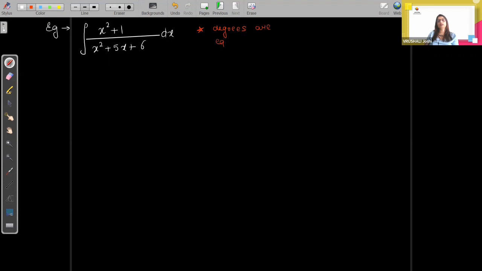Degrees are equal. If the degrees are equal, we cannot directly solve this question. The first step: if degrees are equal, what does that mean? This is an improper rational function. And if it is an improper rational function, then you know what we have to do, correct? We have to do the polynomial division and find the answer. So let us divide.